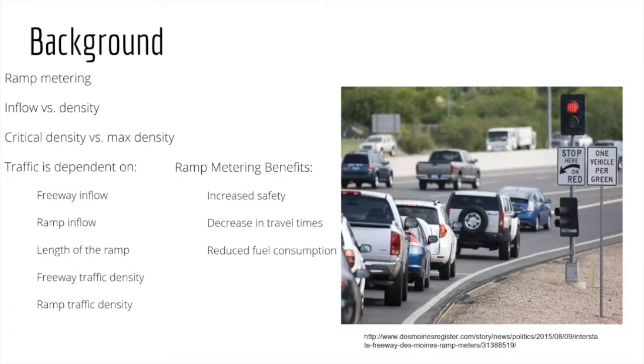3. Reduce fuel consumption. A study in Portland, Oregon along I-5, a large commuted highway, reported that fuel consumption was reduced by 540 gallons of fuel per workday.